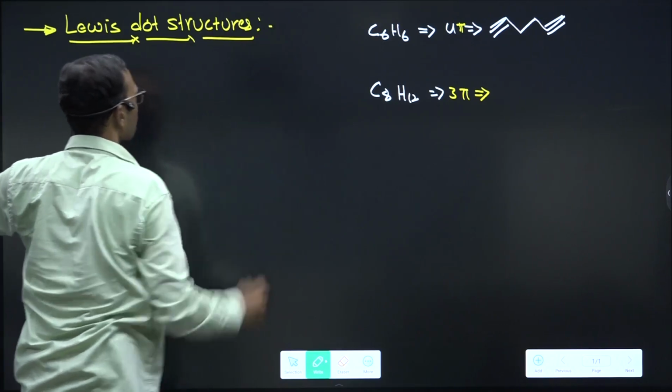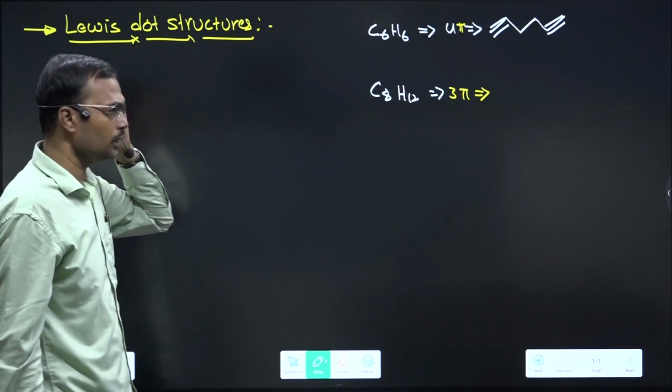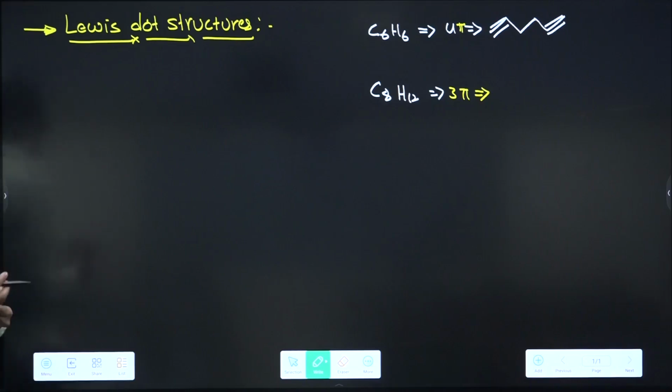Dot structures are Lewis dot structures. So you need to be careful here about how to write charges, lone pairs, and how to identify lone pairs. Everything will be cleared in this concept. Lewis dot structures identify the exact charge of a given molecule. Dot structures are also called Lewis dot.